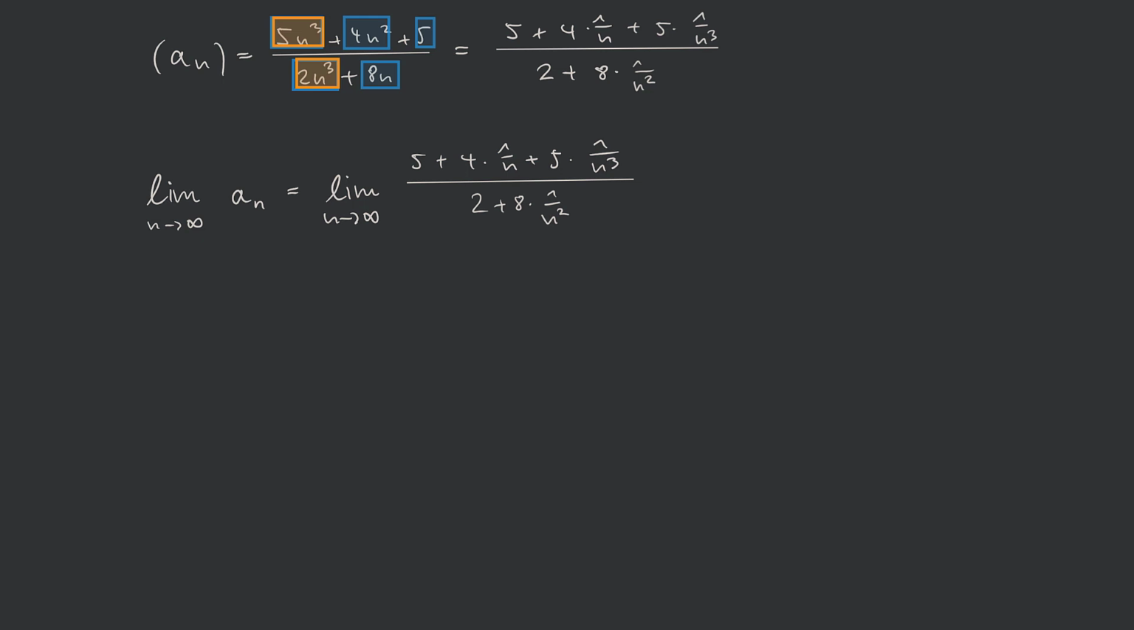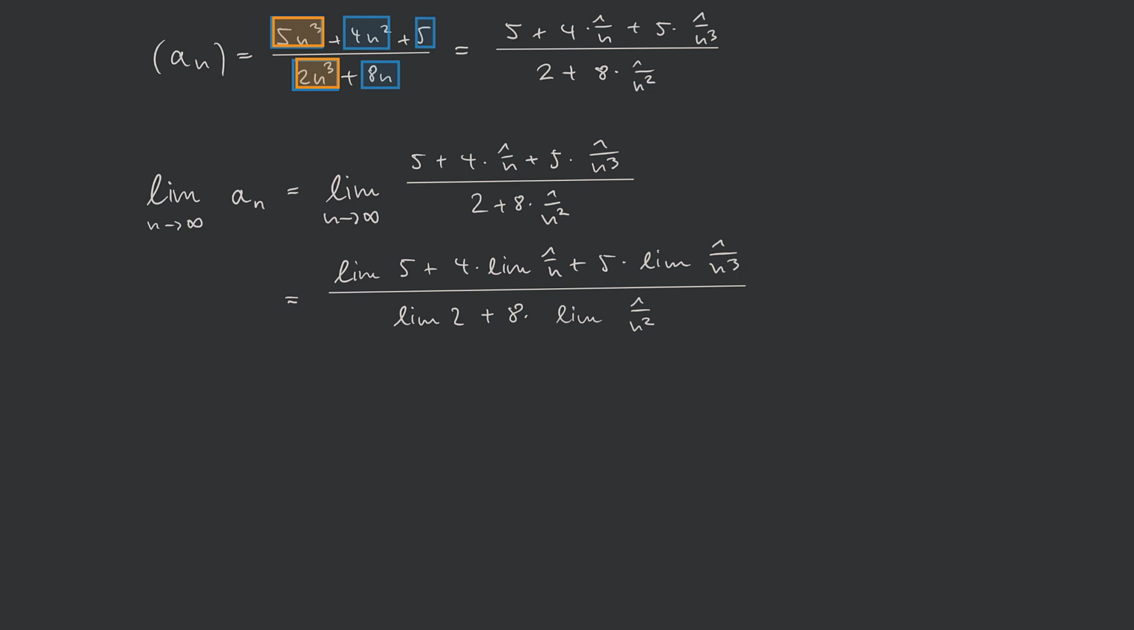Now, using the rules for limits, we may distribute the limit n to infinity to the different summands in the numerator and the denominator of the fraction. So we get lim. Now I just leave away the n to infinity, because that is taken for granted. So I have lim 5 plus 4 times lim 1 over n plus 5 times lim 1 over n to the third power divided by lim 2 plus 8 times lim 1 over n to the second power.